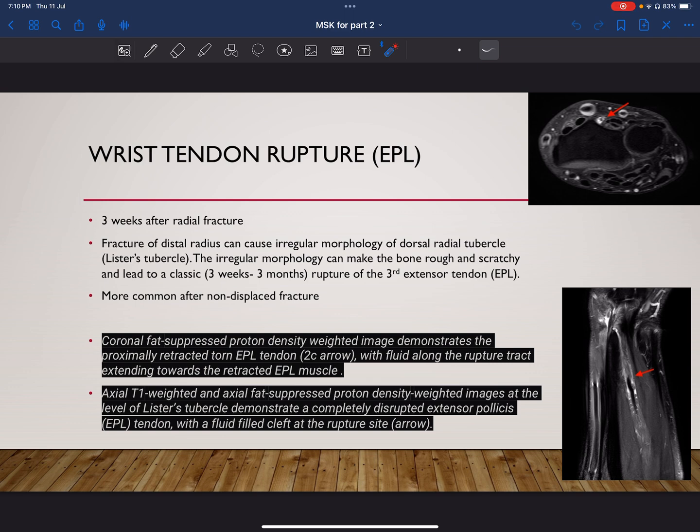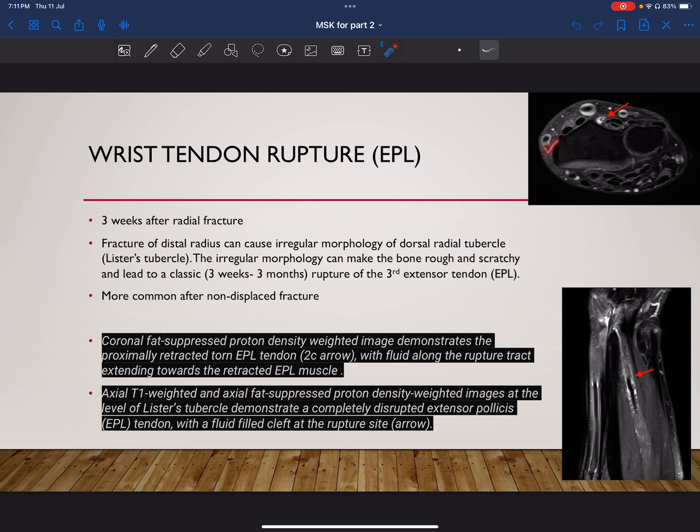So, wrist tendon rupture or EPL rupture. We saw lots of radial fractures just now. Once there is a radial fracture, there is going to be irregular morphology of the dorsal tubercle of Lister. This irregular morphology is going to become rough and scratchy and lead to rupture of the extensor pollicis longus tendon, which is just adjacent to it, right?